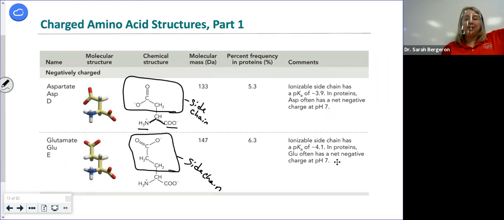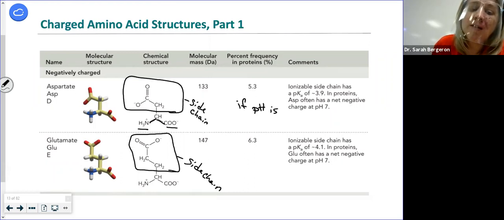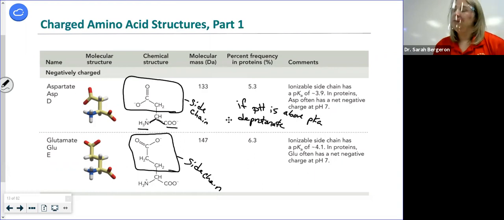Same thing here. This one has a slightly higher pKa of 4.1, but we're still at pH 7, so it's still going to be deprotonated. Can you say that again, the pKa? So here, if the pH is above the pKa, you're going to deprotonate.